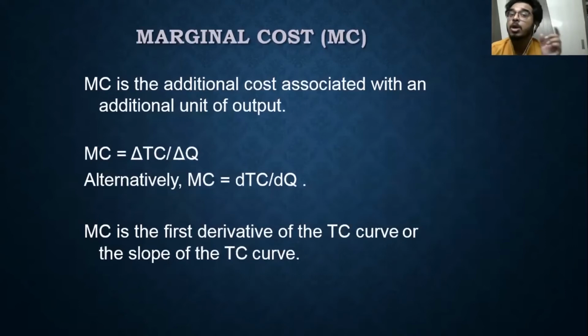Marginal cost, you have to connect to that. Why is production changing? Because of input. Why is utility changing? Because of consumption. Why is cost changing? Because of output. Therefore, how much is my total cost changing with respect to one additional unit of output? Therefore, marginal cost is the change in total cost divided by the change in quantity of production.